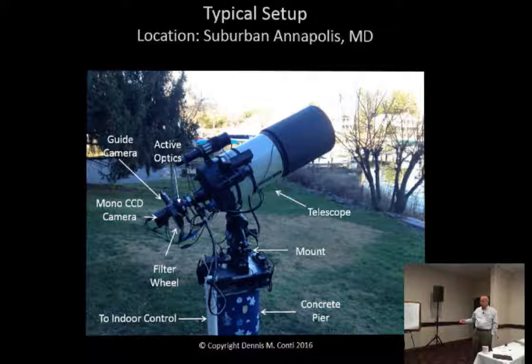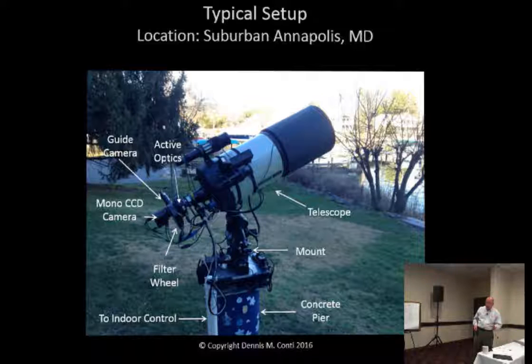Then go through a filter wheel where I'll be able to change filters. Typically, I'll stay with one filter for most of the observation. Then to my monochrome CCD camera. The reason for monochrome, obviously, is to use different filters. So this is the image chain.